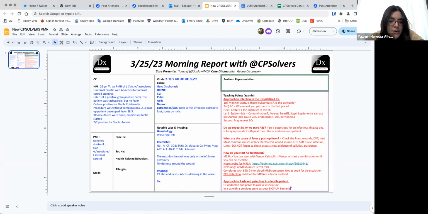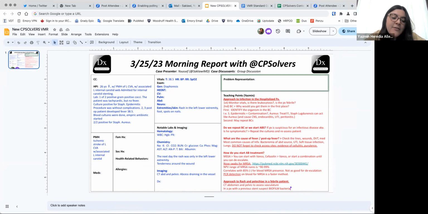Why would you get them in the first place? And when you get them, identify the organisms. That's why everybody was asking, was it chains? Was it clustered? Now identify the organism in the blood culture. For example, for Staph epidermidis, you think maybe there can be contamination. For aureus, treat. For Staph lugdunensis, which is a new one for me, it can act like aureus, and it can cause CNS infection, endocarditis, UTI, peritonitis. It causes a myriad of infections.